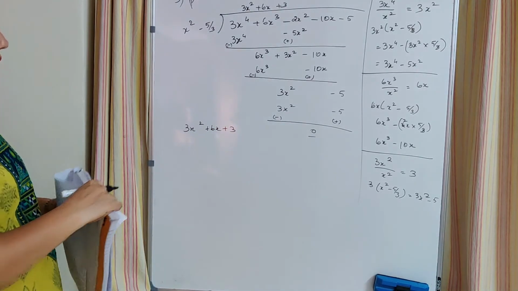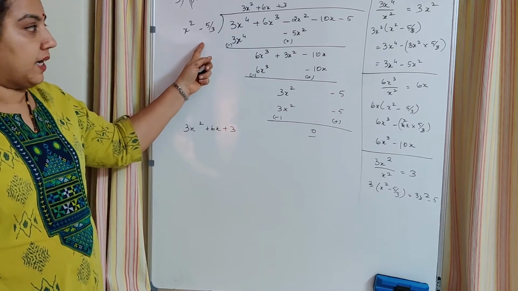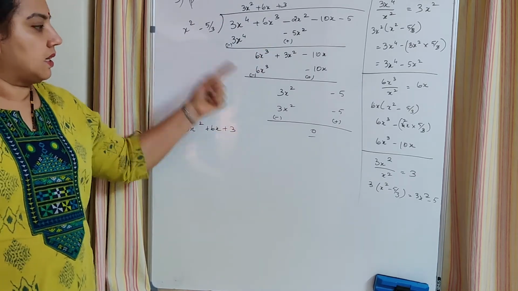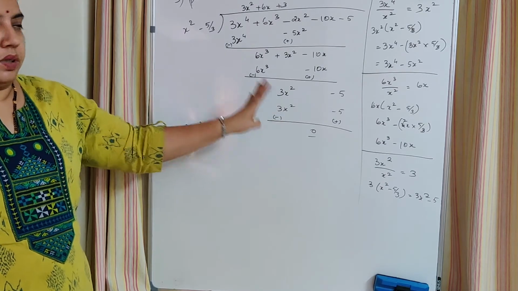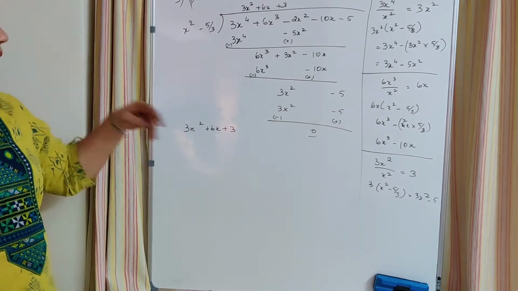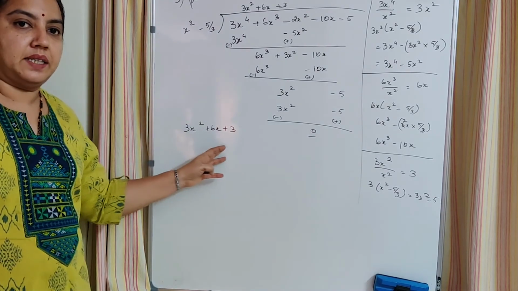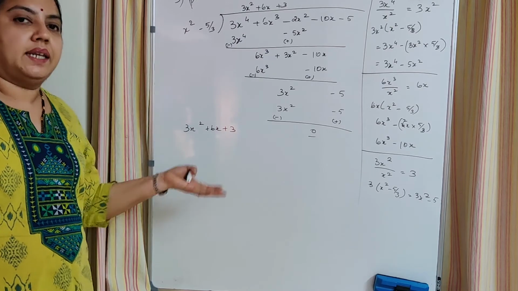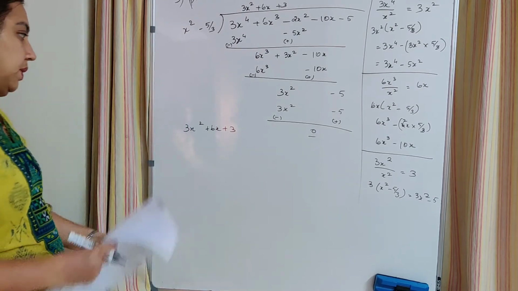So what do you understand? First I got p of x. I made this a factor and I divided. As this is a factor, I get a remainder 0. So it is proved, it's a factor. We have proved. Then we have to find the two more zeros. Here we have x square, so when I factorize this polynomial, I can get the other two zeros of this polynomial.